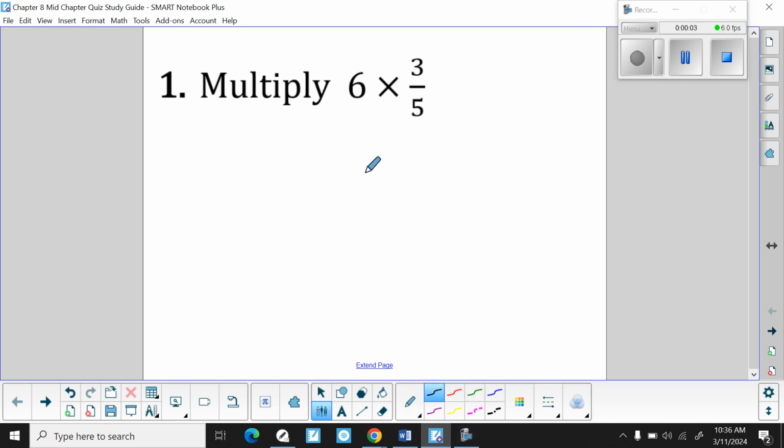Okay, let's start with this first problem. So 6 times 3/5 means 6 over 1 times 3 over 5.